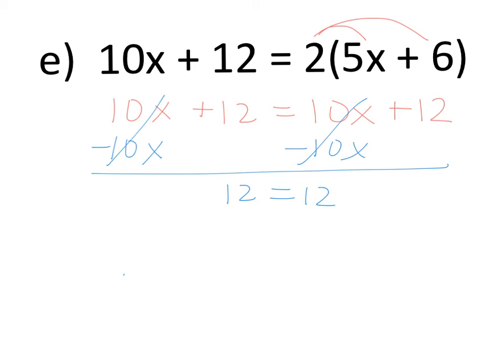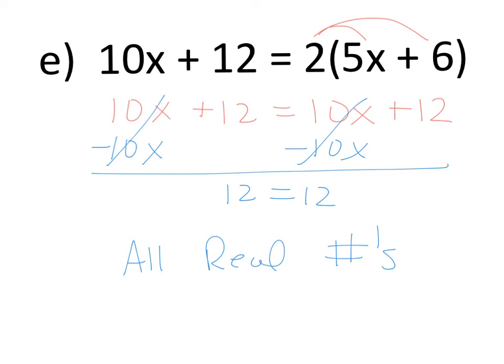It's called all real numbers. That means every number on the number line is an answer here. 1, 2, negative 100, negative 1/3, positive 2 and 1/4. It doesn't matter what number I put up here, they will always be the same on both sides.